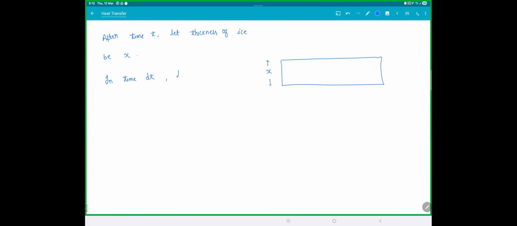So in time dt, let dq heat flow through the ice slab, and let dx extra thickness of ice form. Because the heat went away, ice will form. Let dx be the thickness increase. So from here, dq heat flowed out. Because of this dq heat which went away, the water froze and you got an extra thickness dx.